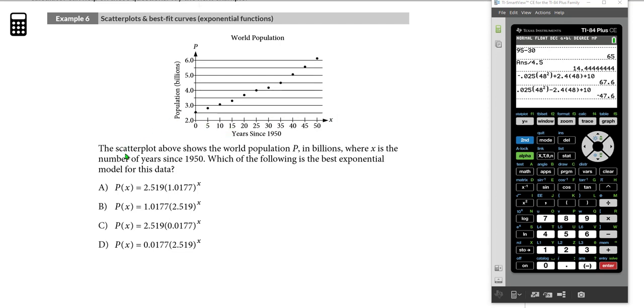So we've got a scatter plot that shows the world population P in billions, where X is the number of years since 1950. So this is 1950, 1955, 1960, and so on. They want us to pick the best exponential model for this data.